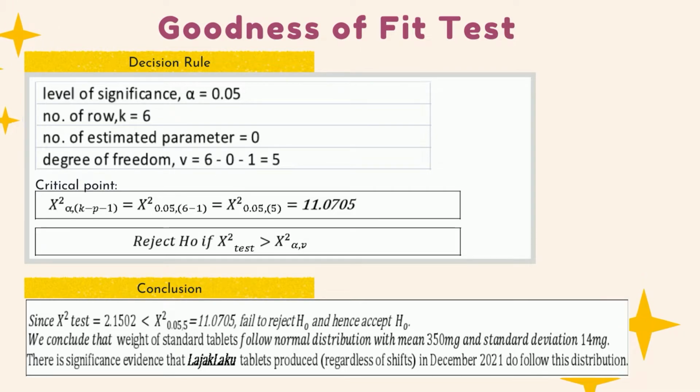Lastly, in conclusion, since the chi-square test statistic, equal to 2.1502, is less than the critical point, equal to 11.0705, we fail to reject H0 and hence accept H0. We conclude that the weight of a standard tablet follows the normal distribution with mean 350 mg and standard deviation 40 mg. There is significant evidence that the tablets produced in December 2021 follow this distribution.